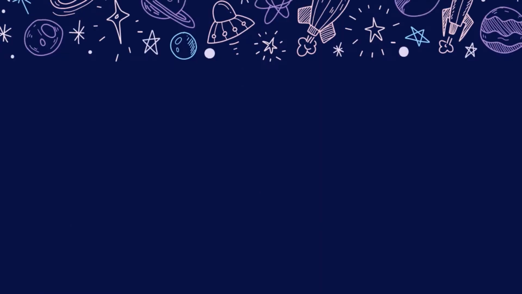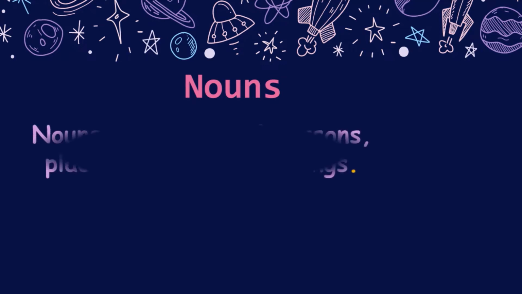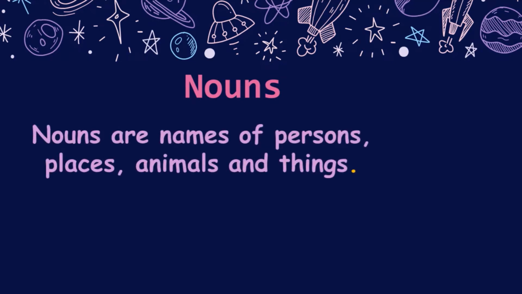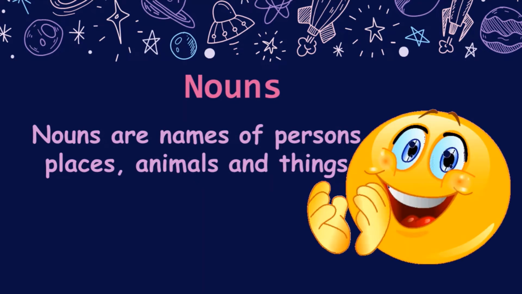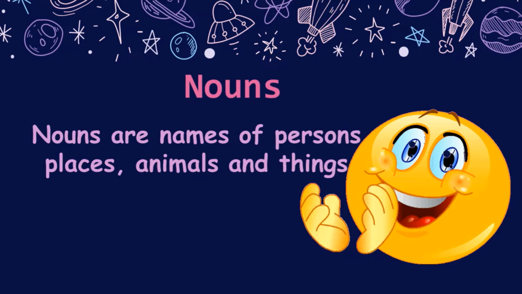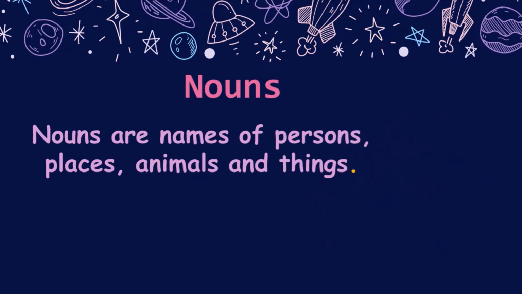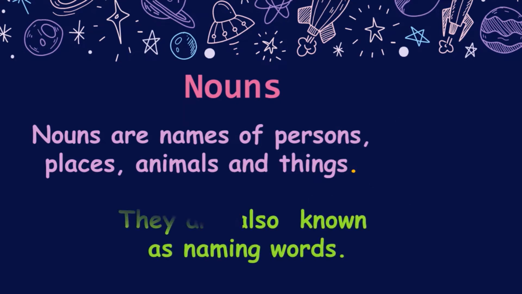Before we look at them, children, can you tell me what you mean by nouns? Nouns are names of persons, places, animals and things. Wonderful, dear. You are exactly right. Nouns are names of persons, places, animals and things. Do you know, nouns are also known as naming words.